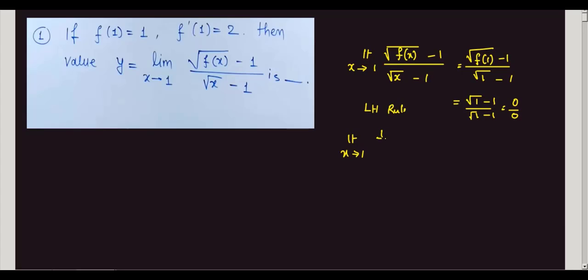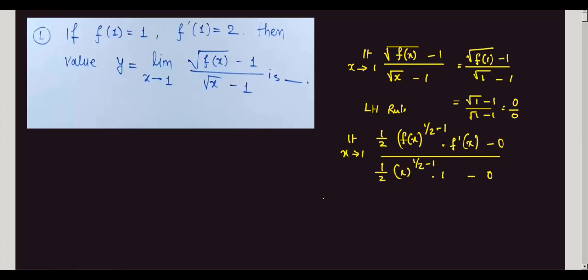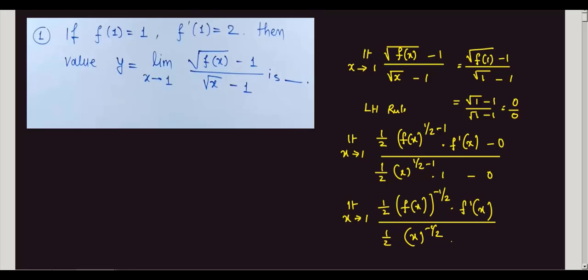So half into f of x power half minus 1, which is the differentiation of this, into f dash of x, minus 0, divided by half into x power half minus 1 into the derivative of x, which is 1, minus the derivative of 1, which is 0. So limit x tends to 1 of half f of x power minus half into f dash of x by half into x power minus half into 1.